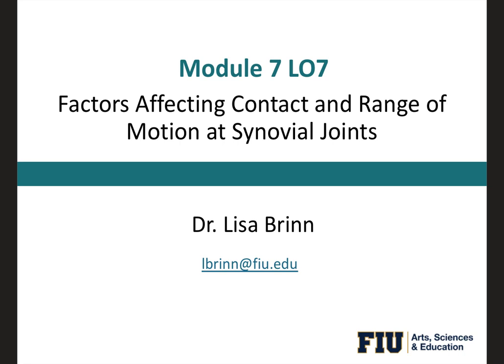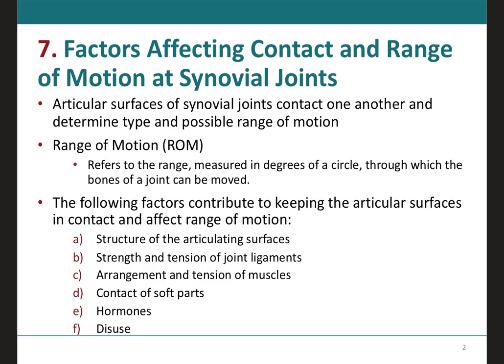Hello, everyone. In this lecture, we will be talking about the factors that will affect the contact and the range of motion of these synovial joints. The articular surfaces of the synovial joints contact one another, and this is what determines the type and the possible range of motion. Now, the range of motion refers to the range, measured in degrees of a circle, through which the bones of a joint can be moved.